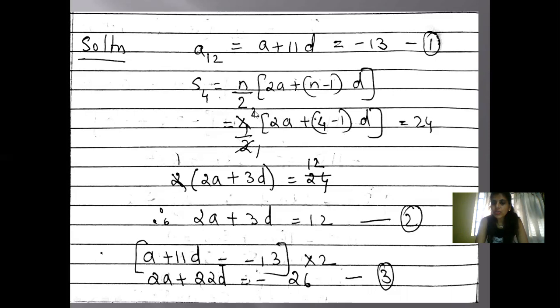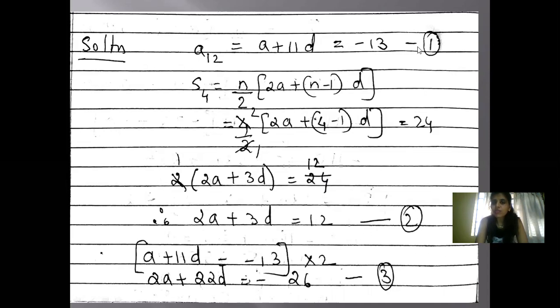When you solve this equation, 2 into 2a, what I have done is I have not opened the bracket. Instead, I divided 24 by 2. So I get 2a plus 3d is equal to 12. Now that is the second equation.